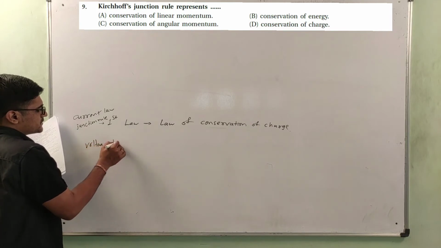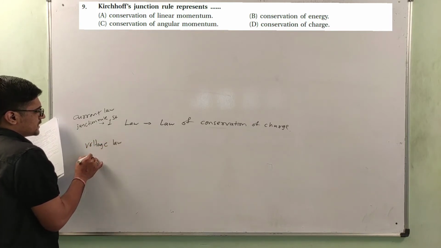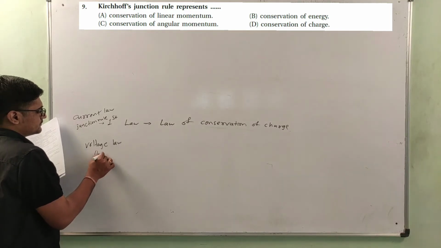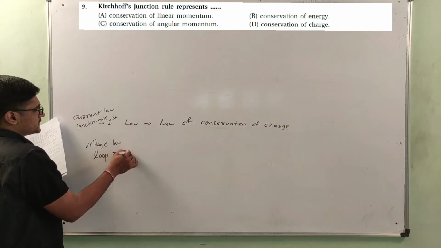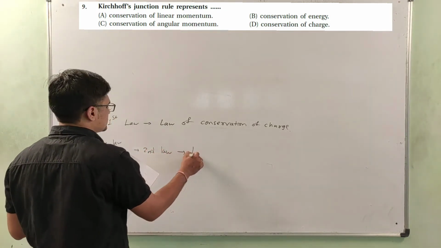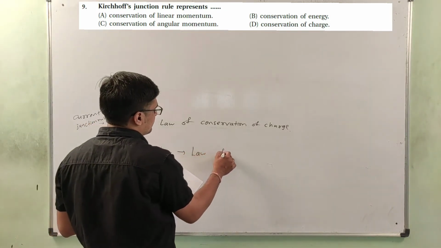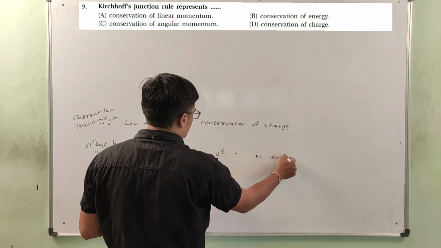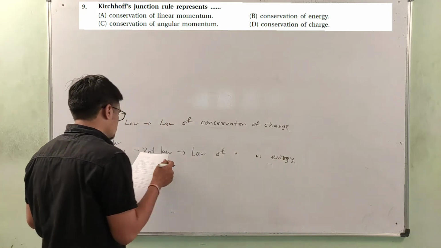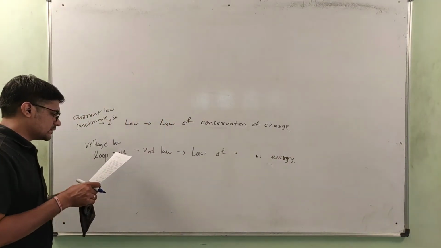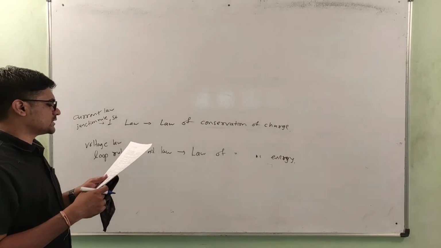The second is for voltage, so it is the voltage law, or you can say that it is the loop rule. You can apply this in a loop, or you can say that it is the second law, and Kirchhoff's second law is from the law of conservation of energy. So you should remember both these terms. So the answer for the 9th question, Kirchhoff junction rule represents the law of conservation of charge, D is the answer.